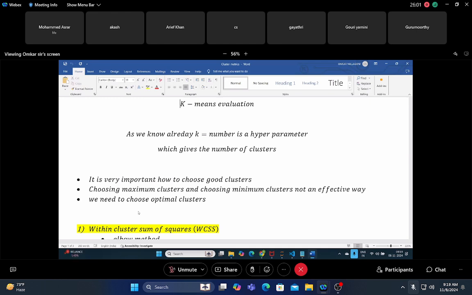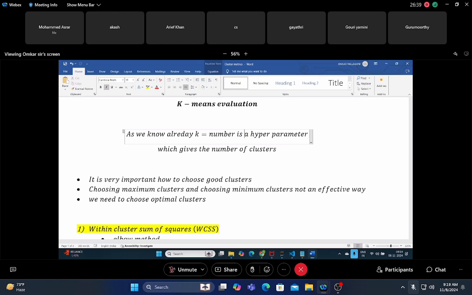Completed? Okay. K means evaluation. Put the heading: K means evaluation. The main thing in K means evaluation is, how many clusters do you want to choose? We already know K is a hyperparameter, correct? So it is very, very important how to choose the clusters. You want to choose 5 clusters or 10 clusters or 20 clusters.